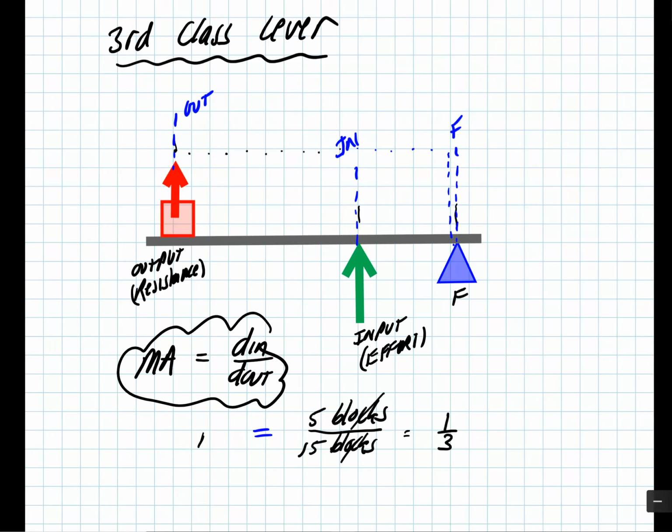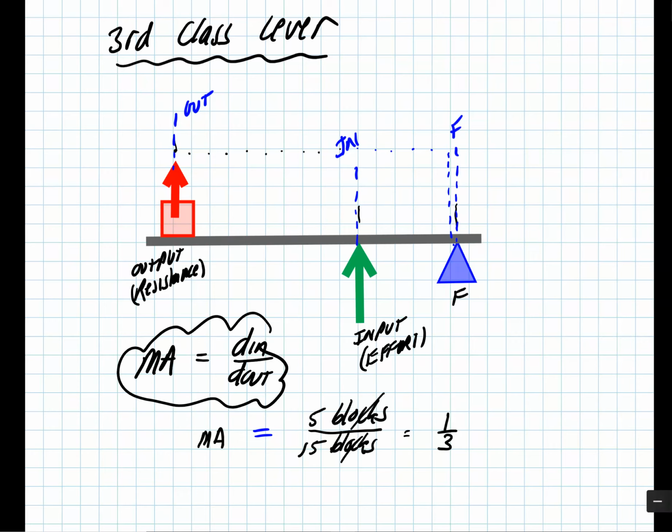What? You mean I'm going to get less force out? A machine that gives you less force out than what you put in? What kind of machine is that? It's a very valuable machine. In fact, you have many of these types of levers in your body, which we'll talk about in a future lesson. But yes, you're going to get less force out. It sounds crazy, but true.